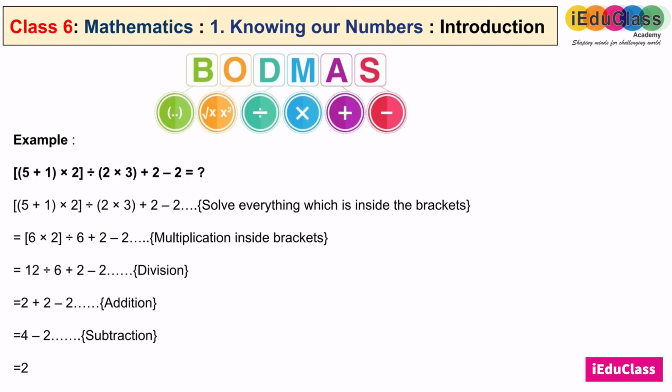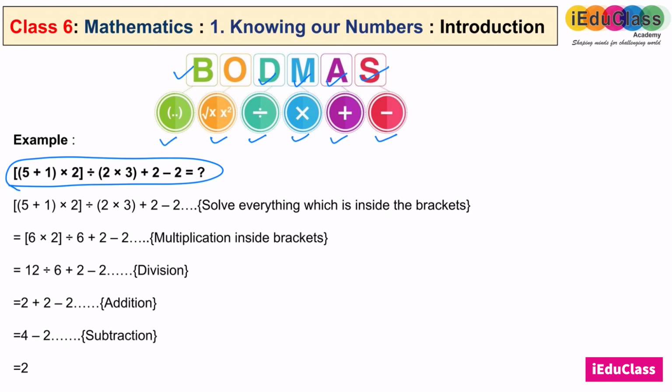Next topic is BODMAS rule. BODMAS means bracket of division, multiplication, addition and subtraction. That means whenever you are solving this kind of sum, first you have to solve the bracket, then you have to do division, then multiplication, then addition, then last subtraction. Let's find out in this process.